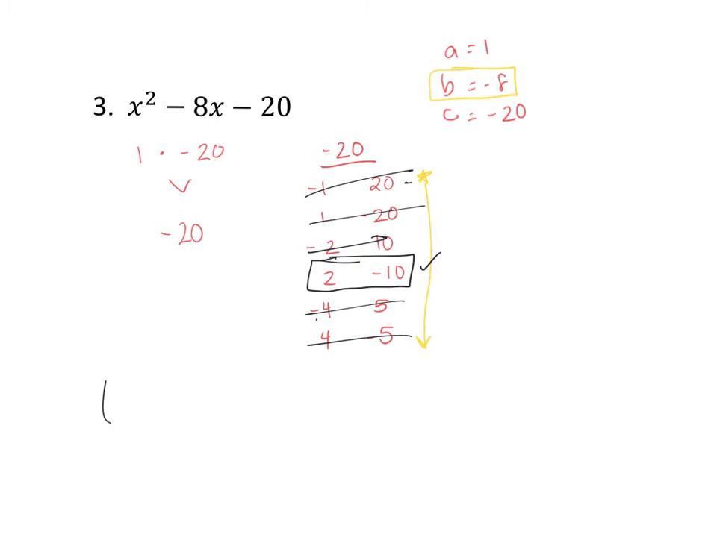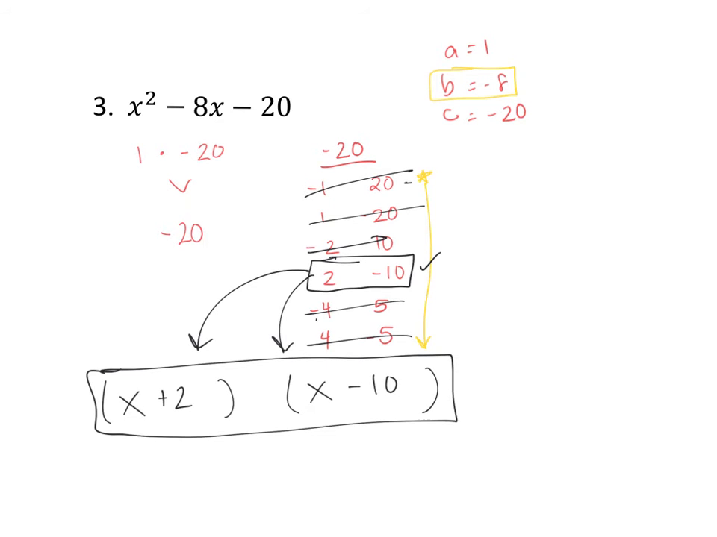So the following step is then to make your parentheses. And the step after that is, if A equals 1, we could put an x in the parentheses automatically. Okay? Then we are going to fill our parentheses with the factor pair that I chose. So a positive 2 and a negative 10. And that is my answer for number 3. Okay?